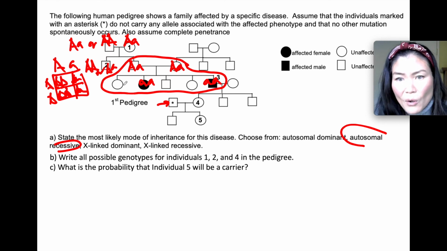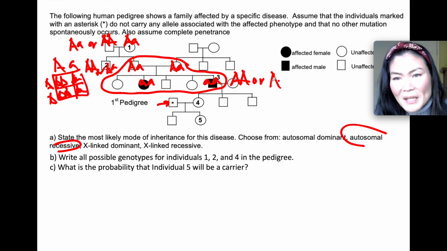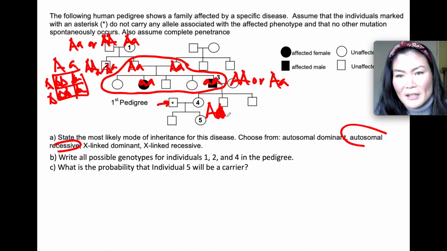1, 2, and 4 in the pedigree. So this dad has it. Mom doesn't. So 4, mom could be big A, big A, or big A, little a. If you do the whole Punnett square, 4 could be... no, it has to be big A, little a. Sorry guys. 4 is definitely big A, little a, okay? Because the dad is little a, little a.